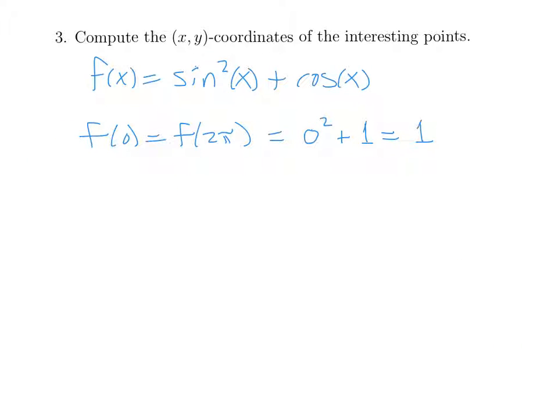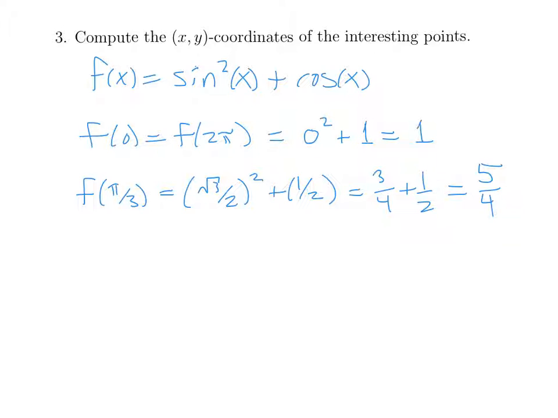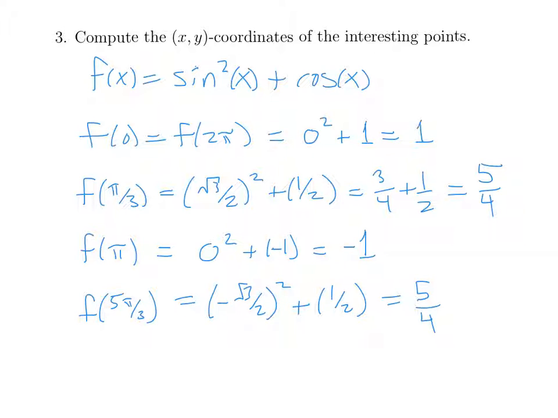In order to graph this function, we need to know the x and y coordinates of all of those critical points that we previously determined. So, for f of 0, we plug 0 into sine and get 0, 0 into cosine and get 1, so f of 0, and similarly f of 2 pi, is 1. For f of pi thirds, you run through the same computation, remembering that sine of pi thirds is root 3 over 2, and you get 5 pi fourths. F of pi is negative 1. F of 5 pi thirds, same sort of computation, we get 5 pi fourths.